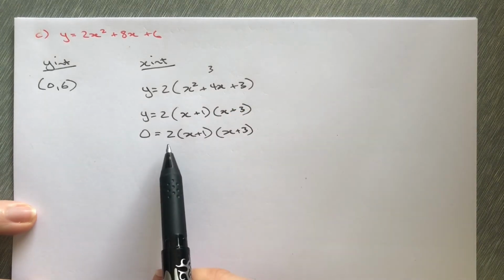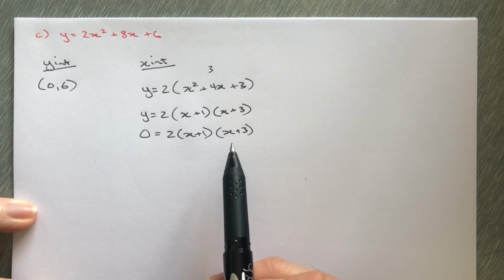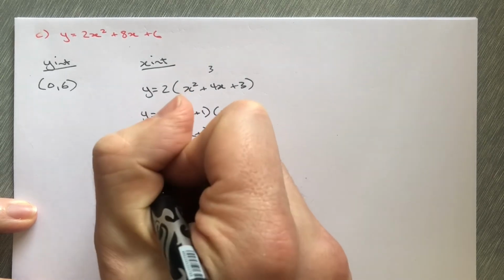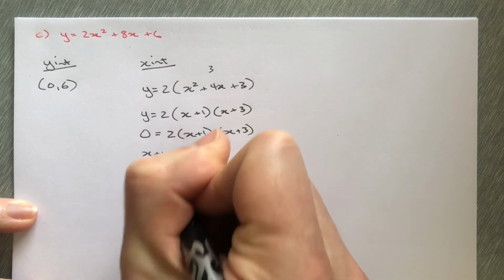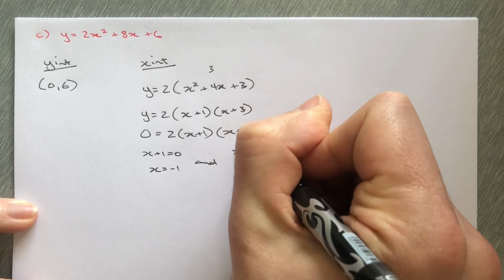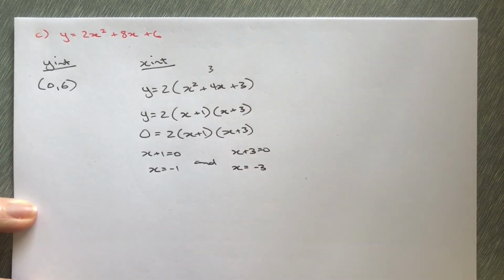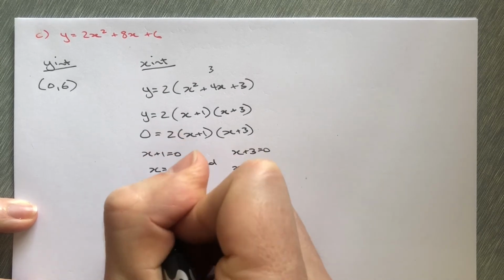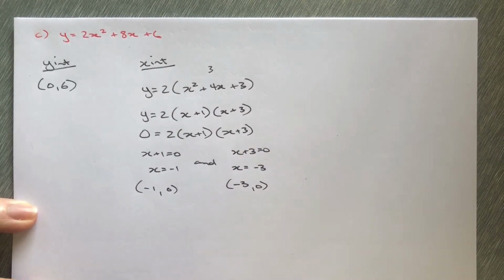Now with this here, you don't need to worry about the 2. We're making both of these things here equal 0. So if we have x plus 1 equals 0, that gives us x equals minus 1. And if we have x plus 3 equals 0, that gives us x equals minus 3. So they are our two x-intercepts. X is minus 1, y is 0, x is minus 3, y is 0.